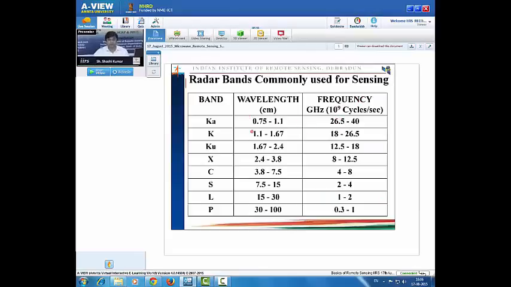Now, here again, in a clearer view, the same bands are given with their wavelength and frequency range. Like in the case of Ka band, also known as K above, we have the wavelength region from 0.75 to 1.1 centimeter, and the frequency range is 26.5 gigahertz to 40 gigahertz. And similarly, you can see that as the wavelength increases, the frequency decreases from K band to P band. P band will have the longest wavelength but the smallest frequency in this radio wave.